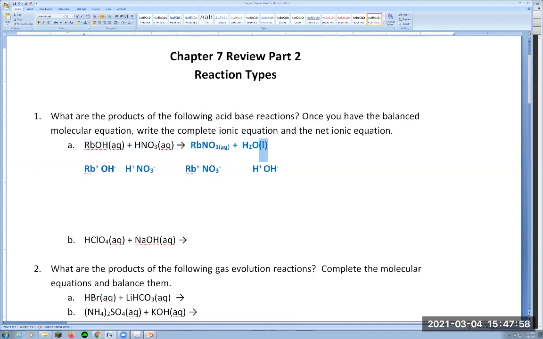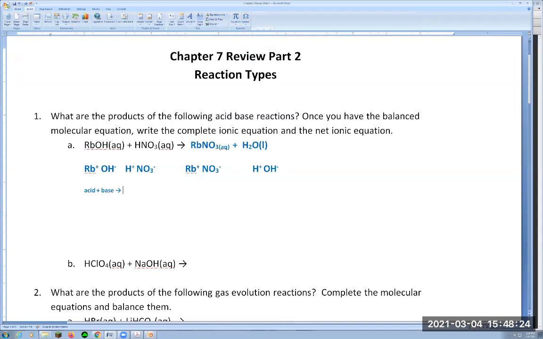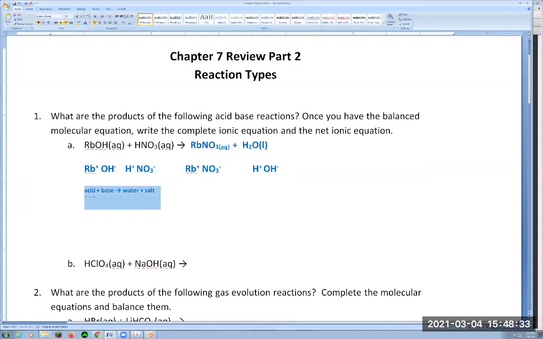And from the beginning of chapter 7, the formation of water is a driving force for reactions. And so for an acid-base reaction, the driving force is the formation of water. And so the general form of an acid-base reaction is that the acid plus the base are forming water plus a salt.